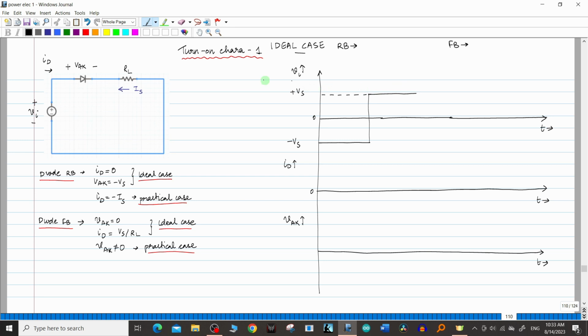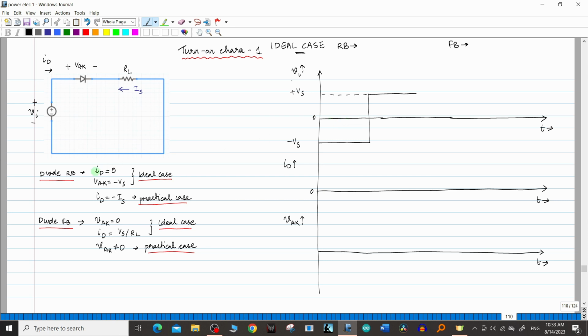So in today's class we are going to draw the turn on characteristics of the power diode. The idea of this lecture is that we will start with the ideal case of the diode and slowly introduce non-linearities in the power diode and add them to this graph, so that in the final graph you will understand what the turn on characteristics are.